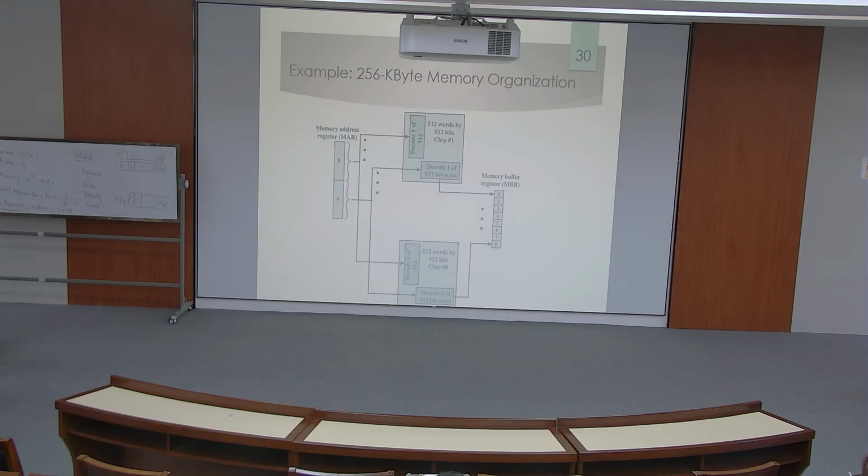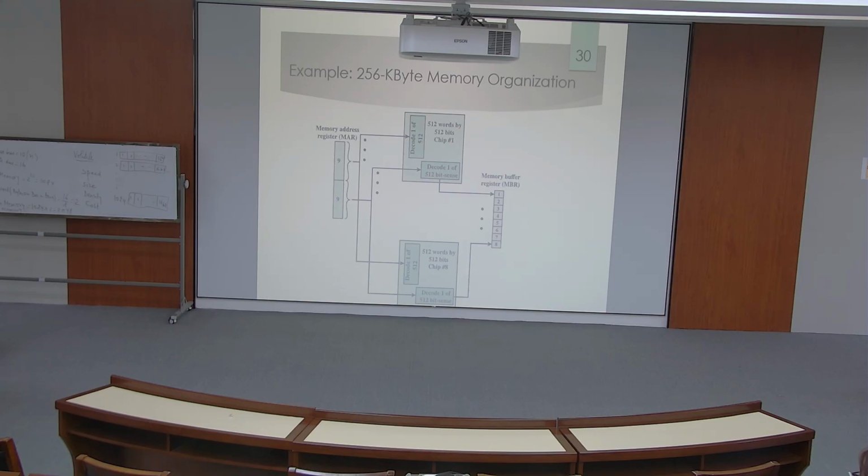So this is just a simple 256 kilobyte memory organization. We have the memory address register, which, if you still remember, is there to hold the address. And we have the memory buffer register. The memory buffer register acts as a buffer between the microprocessor and the memory. So we have the memory size here, which is 256 kilobytes.